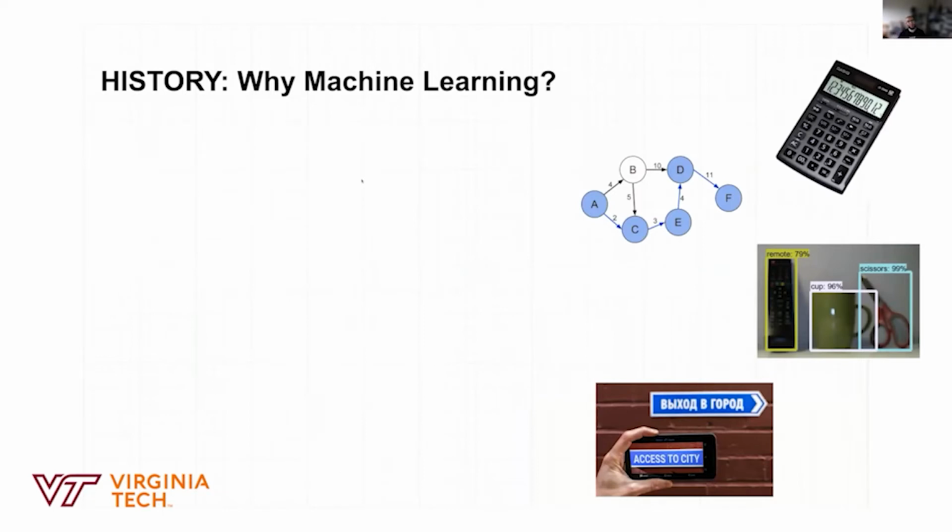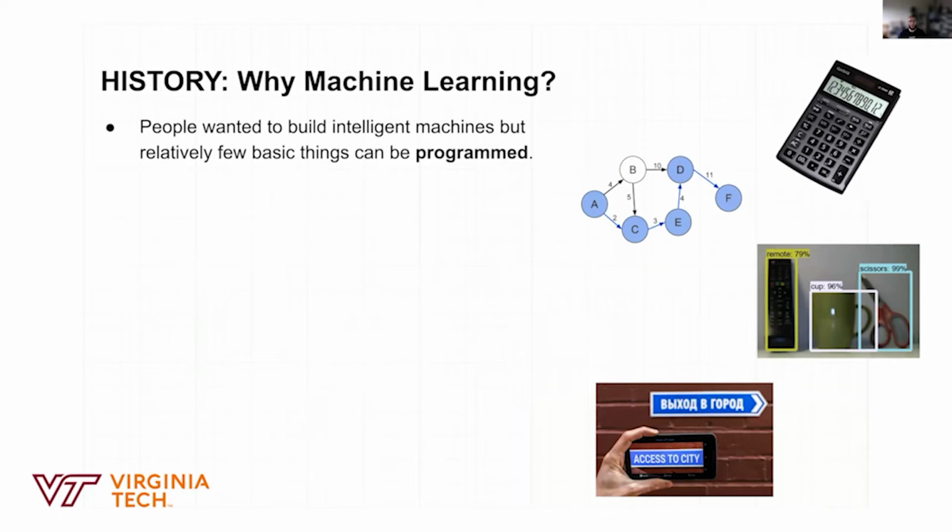But the question now is, how machine learning and why machine learning, and how long have people been trying to get the machines to learn? So it turns out that for a long time, people wanted to build intelligent machines, those that can mimic human intelligence or human smartness. But it turns out that very few problems can actually be simply programmed.